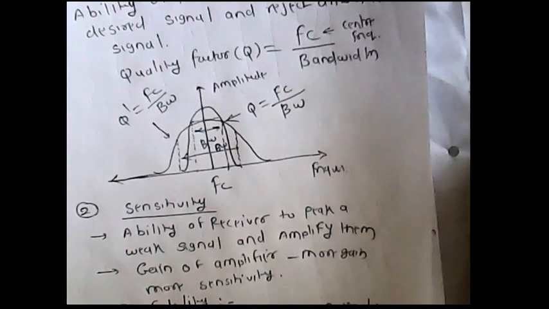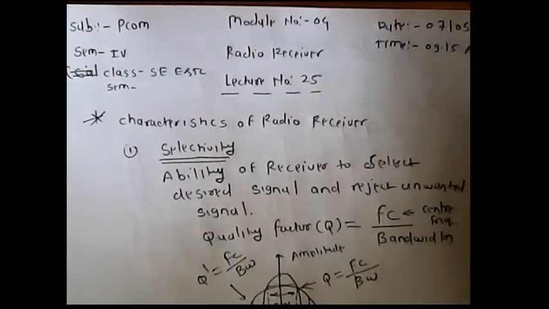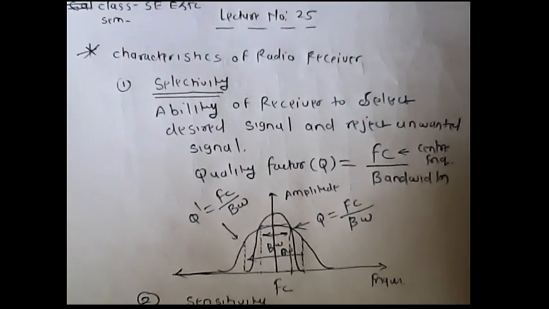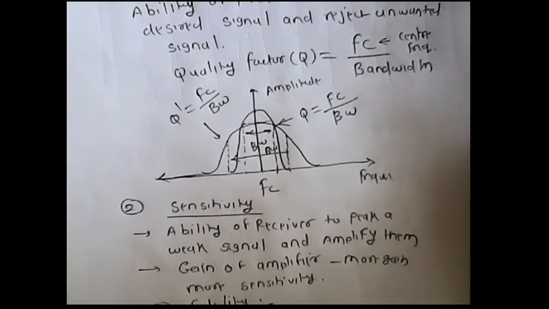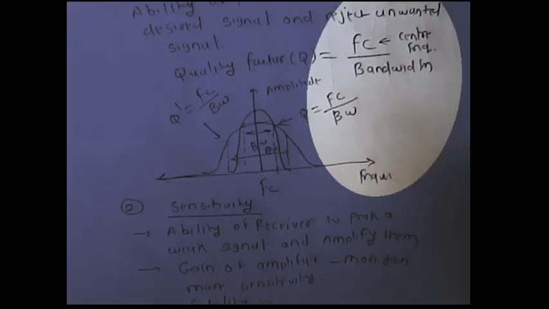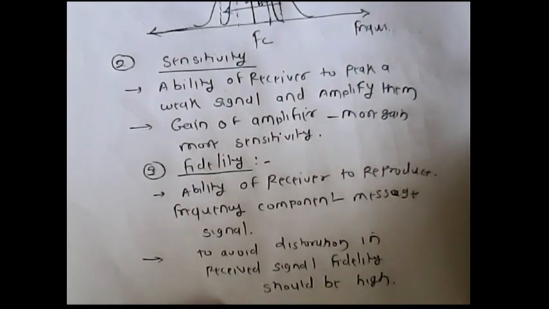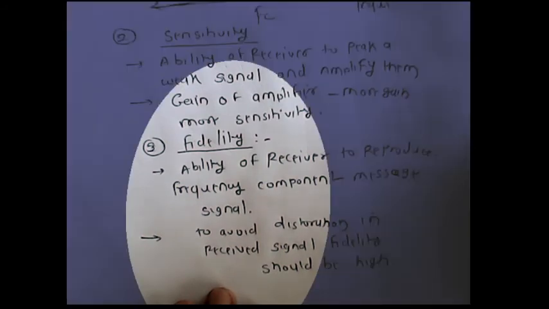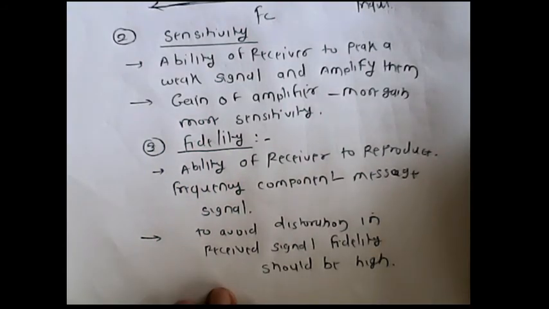Here we defined three characteristics of the radio receiver: first selectivity, second sensitivity, and third fidelity. Selectivity means the ability of the receiver to select a desired signal and reject the unwanted signal, which depends upon the quality factor. Sensitivity is the ability of the receiver to pick up a weak signal and amplify it, and it depends upon the gain of the amplifier. Fidelity is the ability of the receiver to reproduce the frequency components of the message signal. To avoid distortion in the received signal, the fidelity should be high.